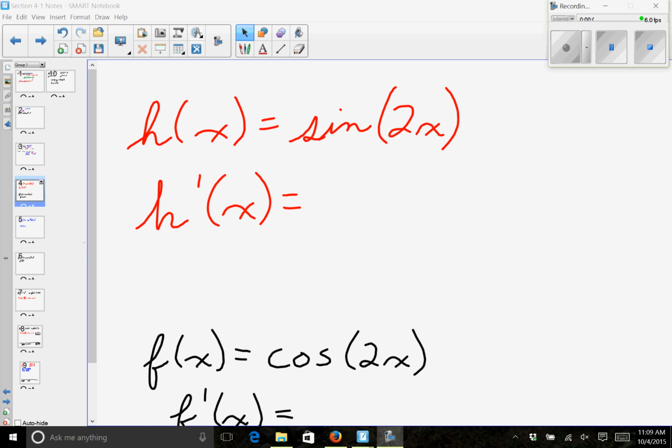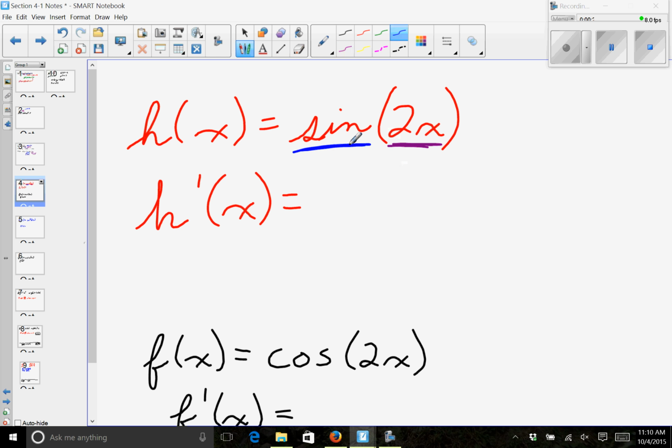So now we're going to go ahead and go through some examples of the chain rule being used. And again, remember these are when we have composition, when one function is inside of another function. So for example, here I've got that h is sine of 2x. Well, 2x would be the inside, sine would be the outside.